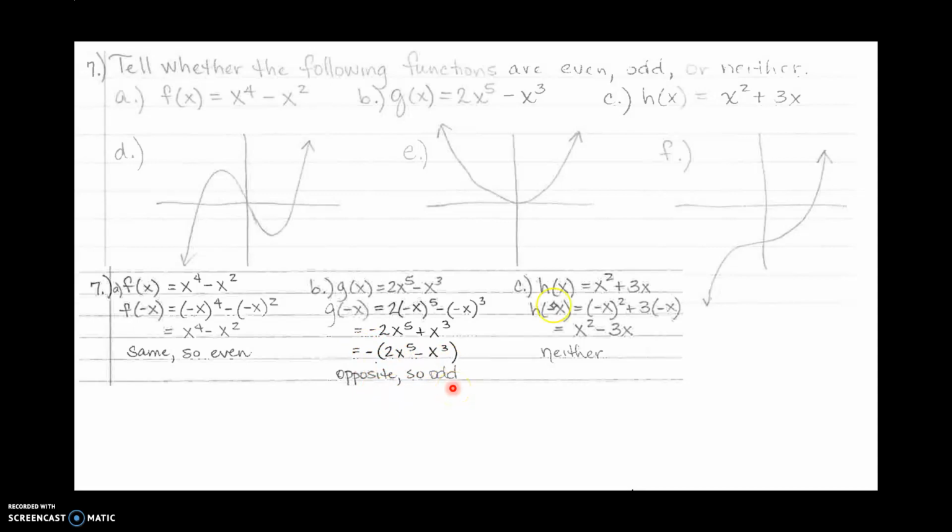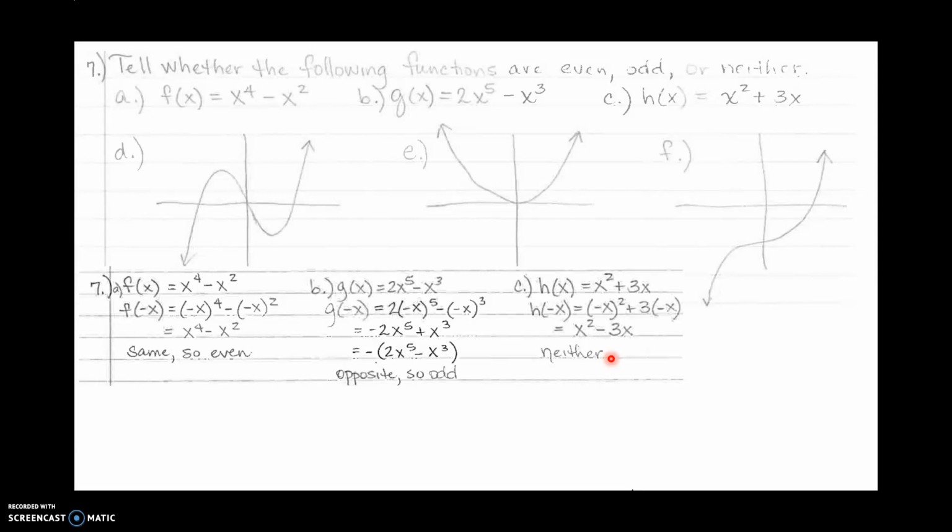All right, and then for the next one, if I put a negative x in for x, that'd be negative x squared plus 3 times negative x. So that would be positive x squared minus 3x. So it's not the same thing I started with. And for it to be the opposite, every sign has to change. This would have to be a negative x squared and a negative 3x. So since it's not the same or the opposite, then we would say it's neither.